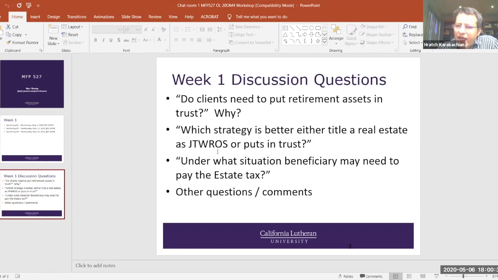And the strategy of putting assets as joint tenancies or putting them in trust is what? What do you think? Orderly distribution and privacy. Avoiding probate. Privacy, yeah. Right, exactly. We can avoid probate through the title, with joint tenancy. Correct.